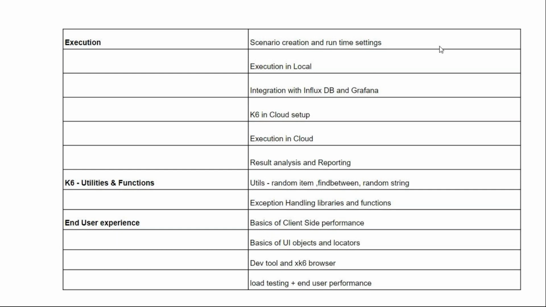And from an execution perspective, you can do execution in the cloud. K6 provides its own cloud, and since it's open source, you can also do it on your own machine. So we'll look into both options. What are the various scenarios, right? Ramp up, ramp down scenarios, or if you want to do step up scenarios, or if you want to run a fixed number of iterations. There are multiple goals for your scenario. So we'll look into all the different options available in the execution.